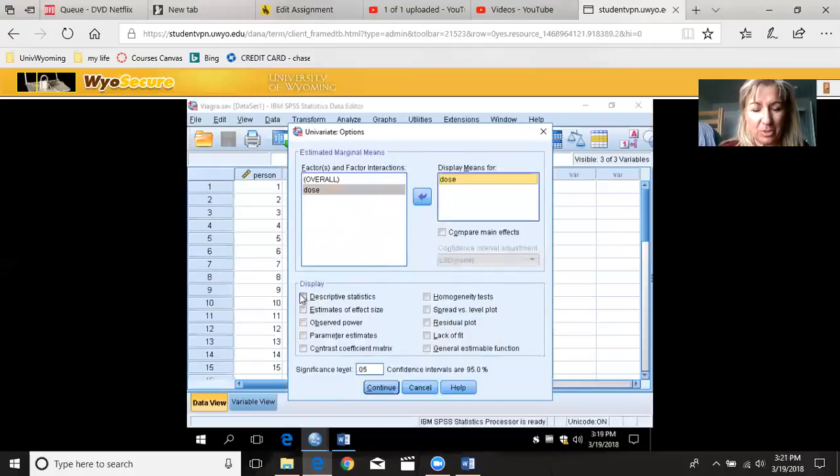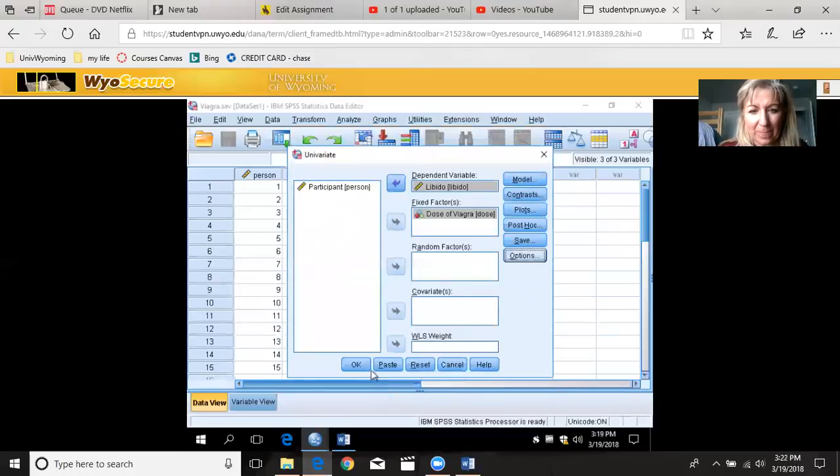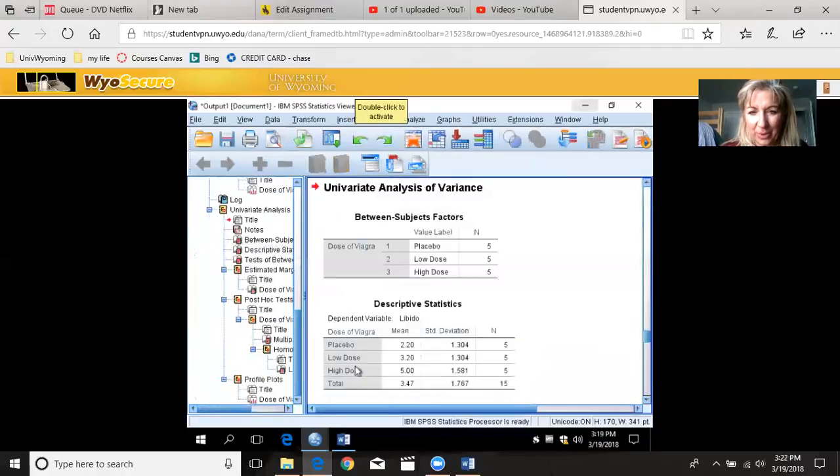as it's our dependent variable, and so we would like means for that. So I'm going to put descriptive statistics. Look at this, woohoo! Estimates of effect size. We can actually get SPSS to figure out effect sizes for us right here. Okay, I'm going to continue on this one. I'm going to click OK on this one.